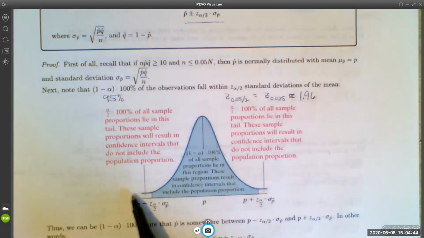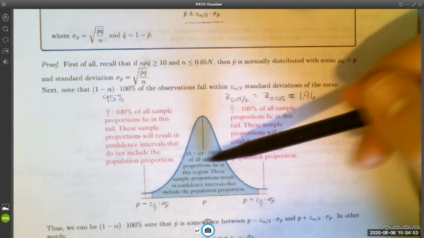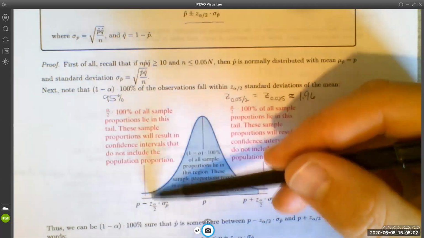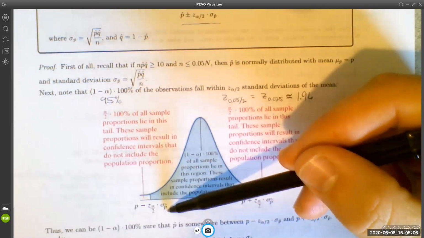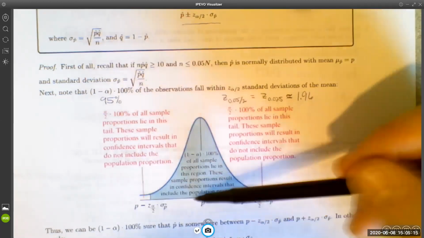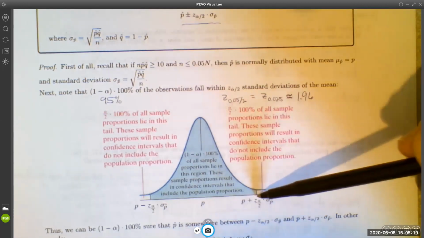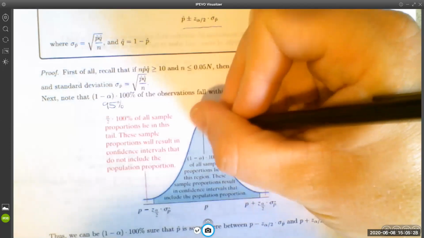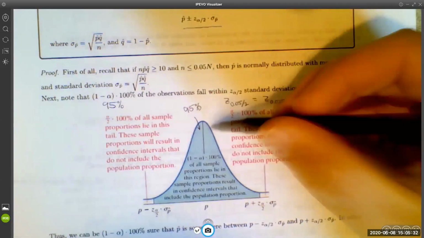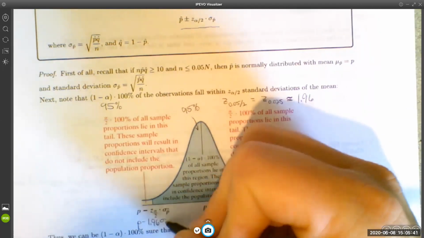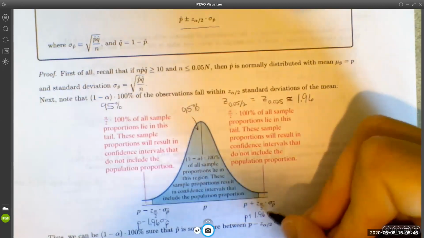Here's a picture of what's going on. We know that p hat is normally distributed, so we've got this normal curve. We know that 1 minus alpha times 100% of the sample proportions are going to fall within z sub alpha over 2 standard deviations of the mean. So this is p minus z sub alpha over 2 times the standard deviation, and this is p plus z sub alpha over 2 times the standard deviation. Here we are z sub alpha over 2 standard deviations below the mean, and here we are z sub alpha over 2 standard deviations above the mean. Using our concrete example, we would know that 95% of the sample proportions are between p minus 1.96 times the standard deviation and p plus 1.96 times the standard deviation.